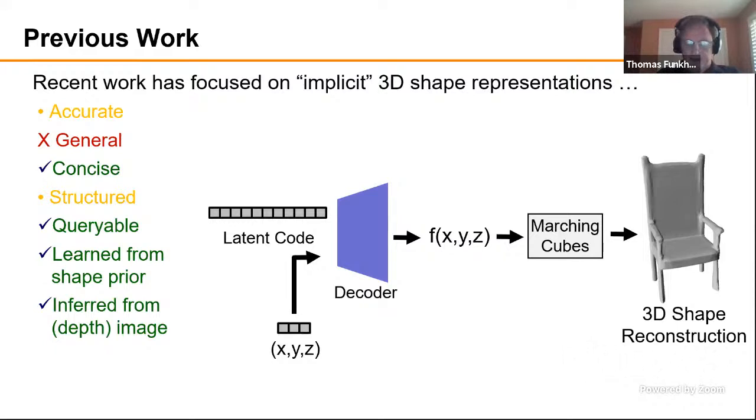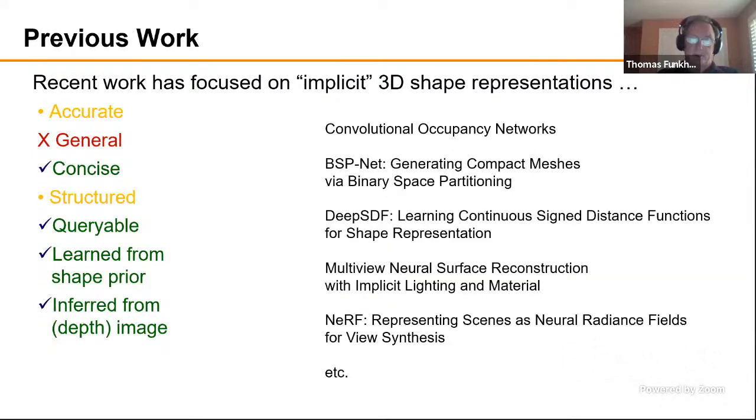But they also are not that accurate and have the same problem where they don't necessarily generalize well to a broad range of shapes. Most of the results are trained on a small number of categories and demonstrated on those same categories. Okay. There have been a million papers that are variants of implicit shape representations. A small handful are listed here.